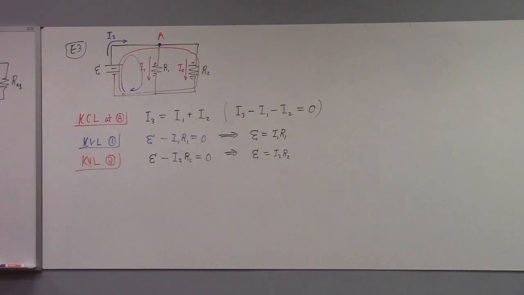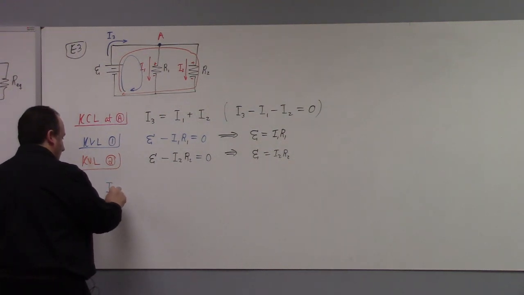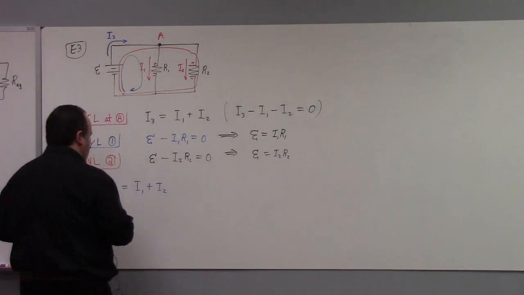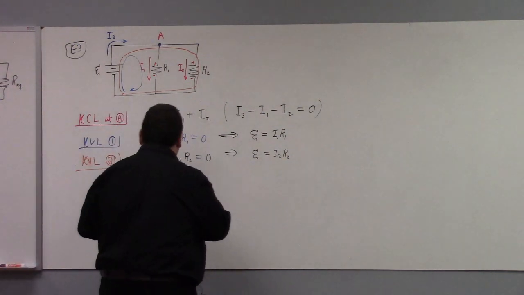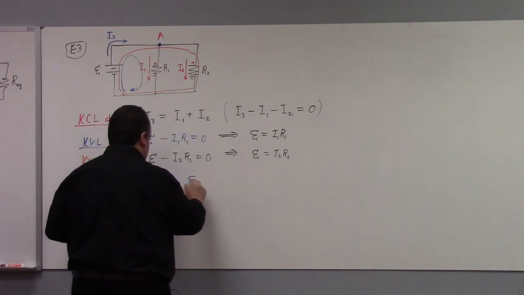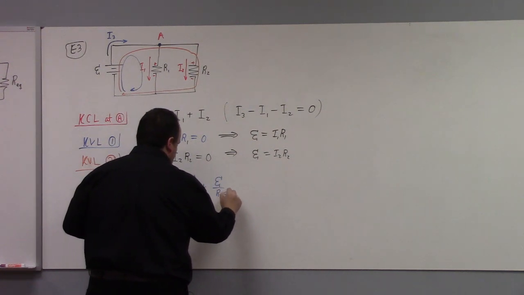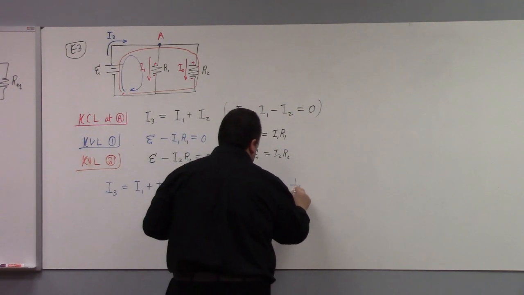I'm really interested in what I3 is. So can you guys help me? How do I solve for I3? Well, I've got I3 is I1 plus I2, right? But I can solve KVL1 and KVL2 for I1 and I2 respectively, right? So that equals E over R1 plus E over R2, which is E times 1 over R1 plus 1 over R2.